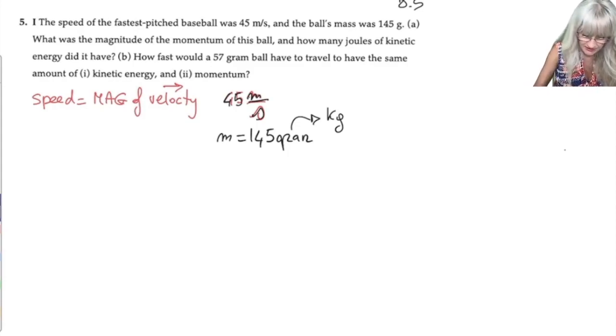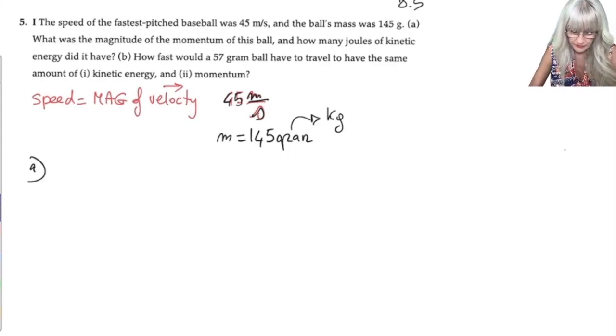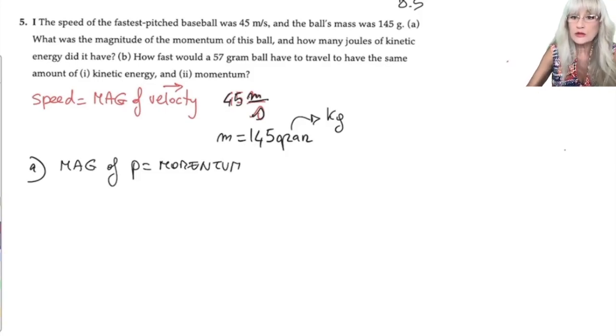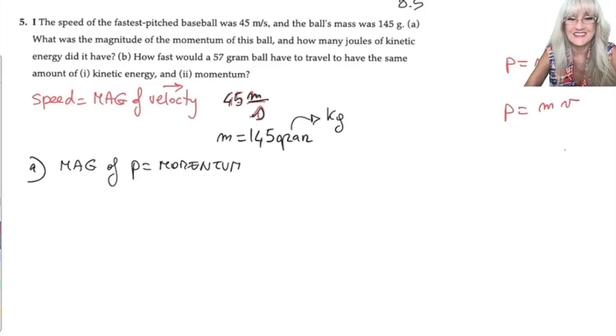We want to find in part A the magnitude of P, where P is the momentum. So you recall the momentum P, it's equal mv. Let me put it down here. P equal mv. Excellent. All right.